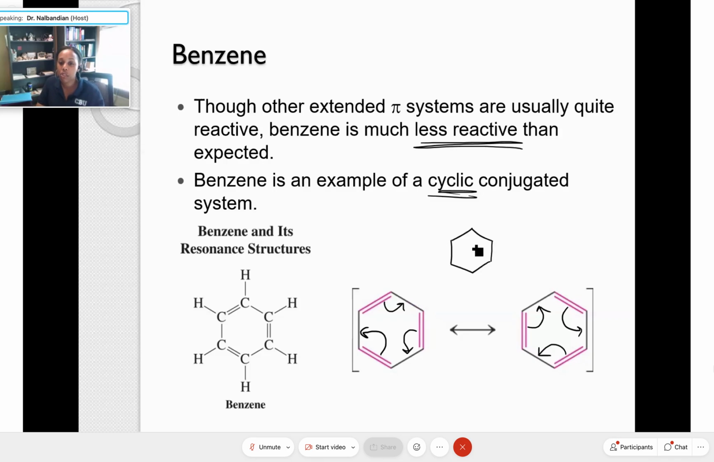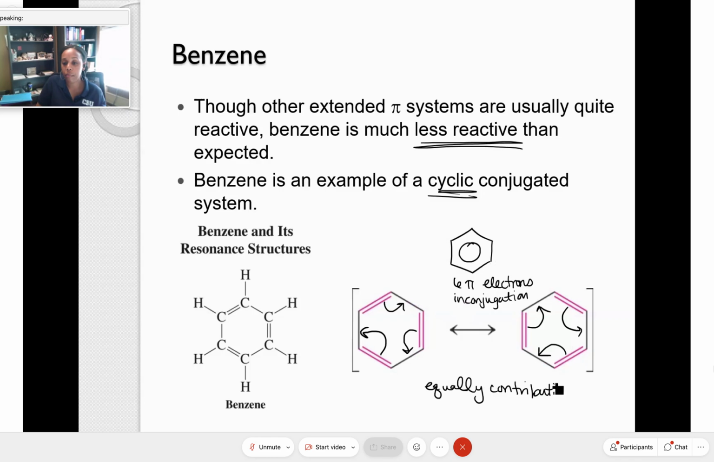And so we usually will just draw it as this circle, saying that we have those 6 pi electrons that are all in conjugation with one another. They have these different resonance forms. So these 2 resonance forms are equal. Two equally contributing resonance forms. We've delocalized these electrons all around the ring. This is what makes benzene so stable and unreactive.